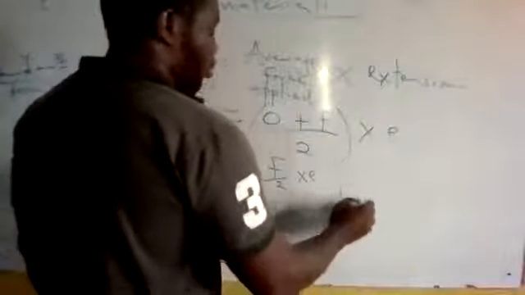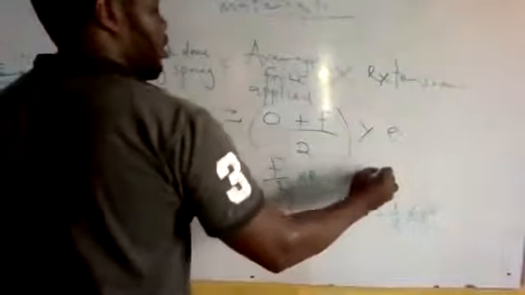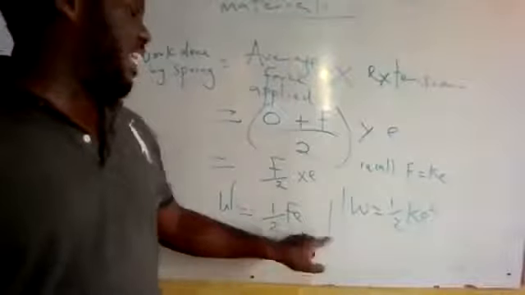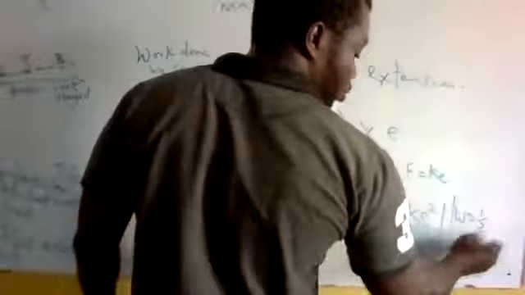So from Hooke's law, we can still write work done to be 1 all over 2 K E squared. Recall that F is equal to K E. So if you substitute the value of F here, that will become K E multiplied by E. That is why this is K E squared. And your work done can also be W is equal to 1 all over 2 F squared over K, depending on what you're using. But all of them mean the same thing.